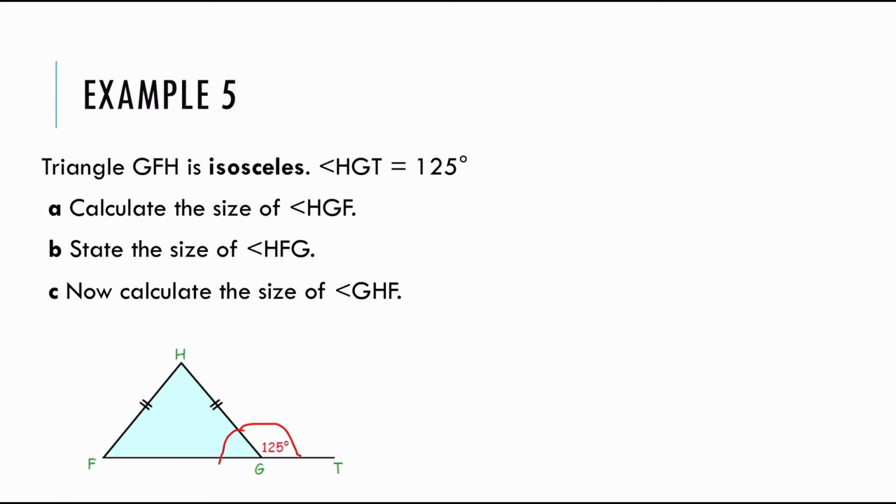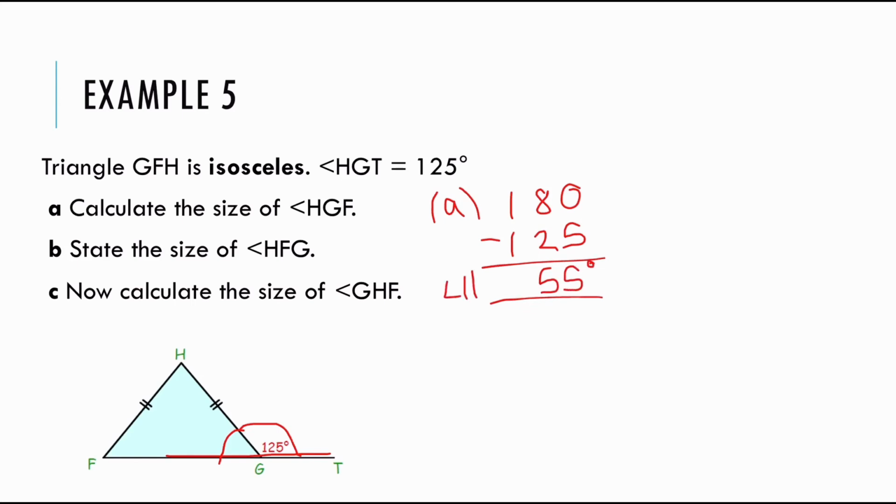Now, we can see that angles HGF and HGT are supplementary because they lie on a straight line. So, in order to calculate the size of angle HGF, I want to take 125 away from 180, which is going to give me 55 degrees. So now I know that angle HGF is equal to 55 degrees.